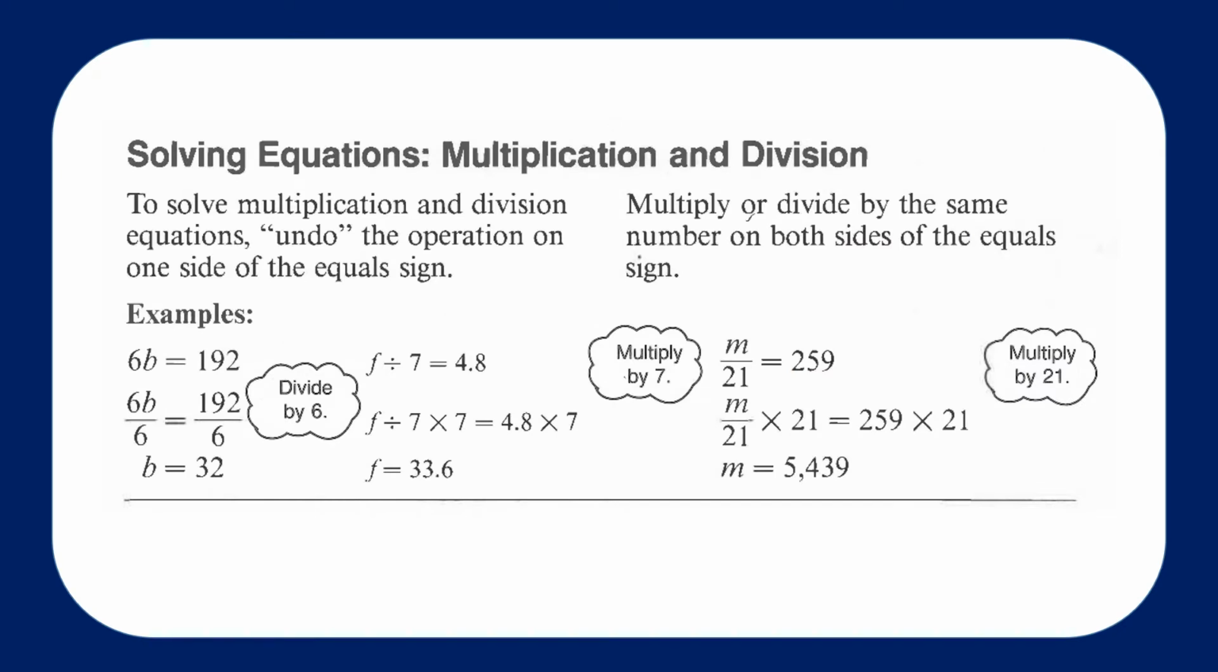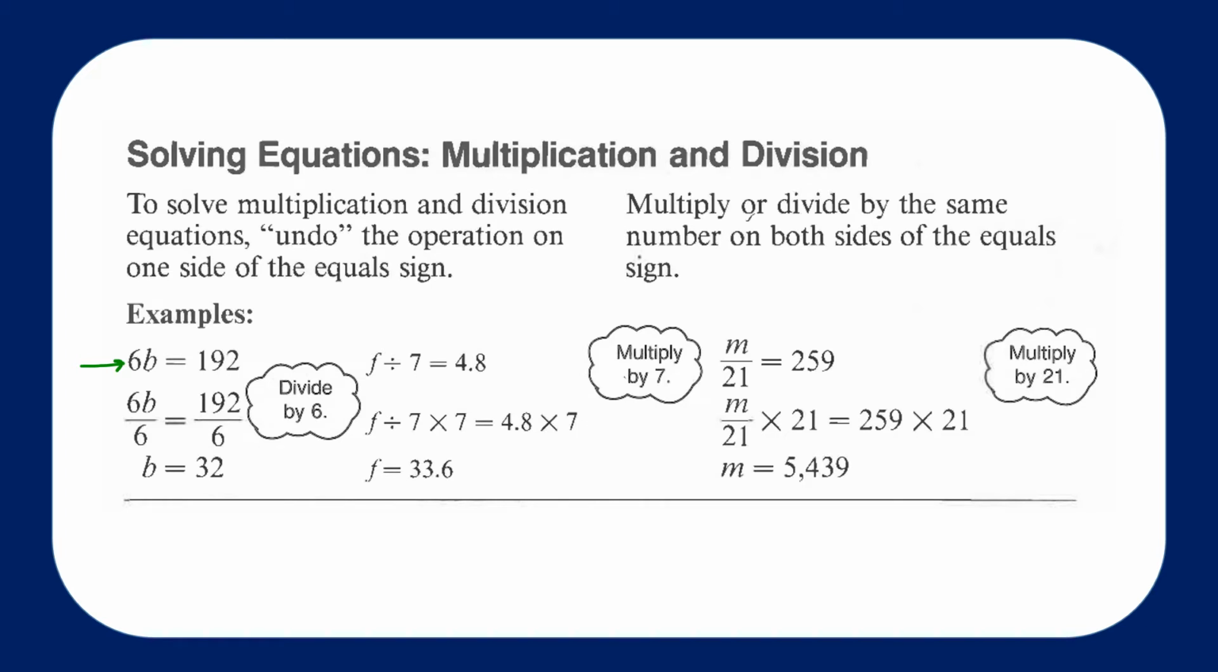Solving equations, multiplication and division. To solve multiplication and division equations, undo the operation on one side of the equal sign. Multiply or divide by the same number on both sides of the equal sign. Examples.